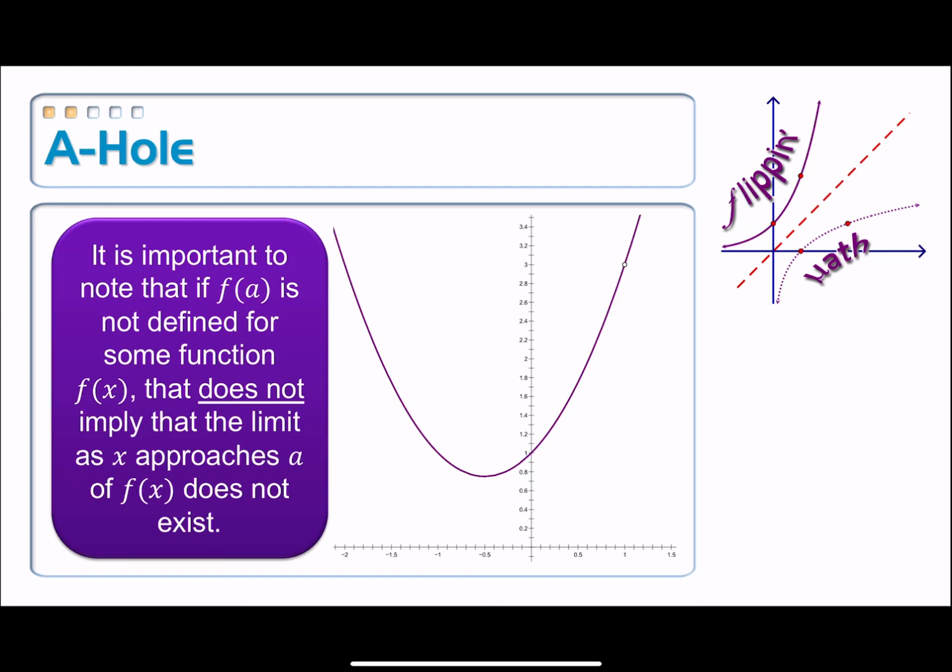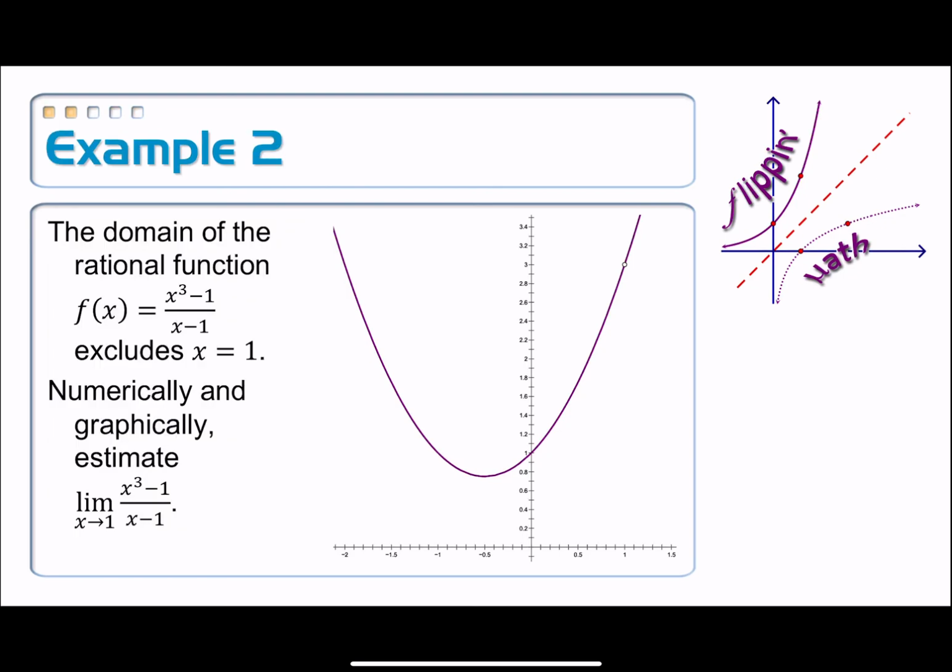So it's super important to understand that if f of a is not defined for some function, in this case, f of 1 was not defined, that did not prevent the limit from existing at that particular point. The function seemed to be approaching 3. All right, in the next video, I'm going to give you a preview of how you may have found the value of that limit last year or the year before analytically, okay?